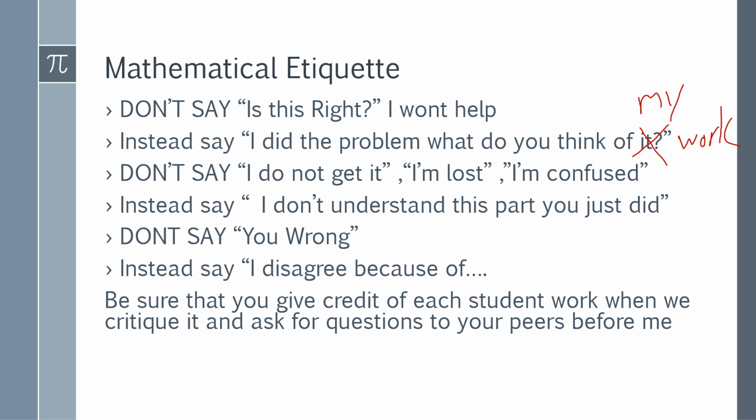Don't say, I don't get it, I'm lost, I'm confused. Instead, say, I don't understand this part you just did, or what have you. I don't understand because... Alright, so don't say I don't understand, I don't get it, I'm lost. Give me an explanation of why. I'm always going to be asking for the explanation when you say it. Alright? Don't say you're wrong when you're working with the person. Say, I disagree because, you know, give them a reason. Be sure that you get credit of each student's work when we critique it and ask for questions to your peers before me. So before you ask, come to me, talk to someone first. I should not be the first person you go to. All right?